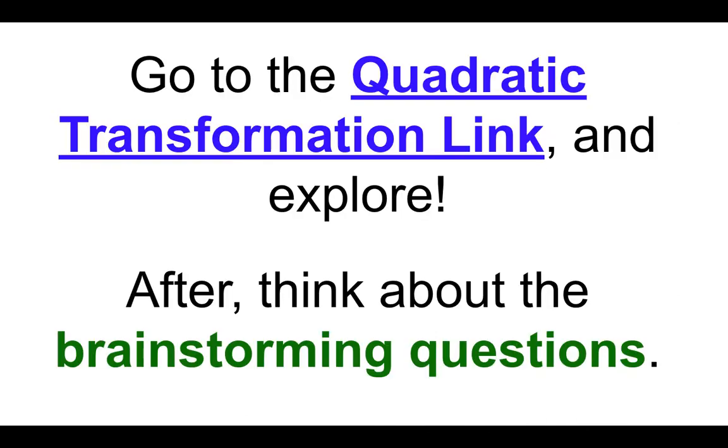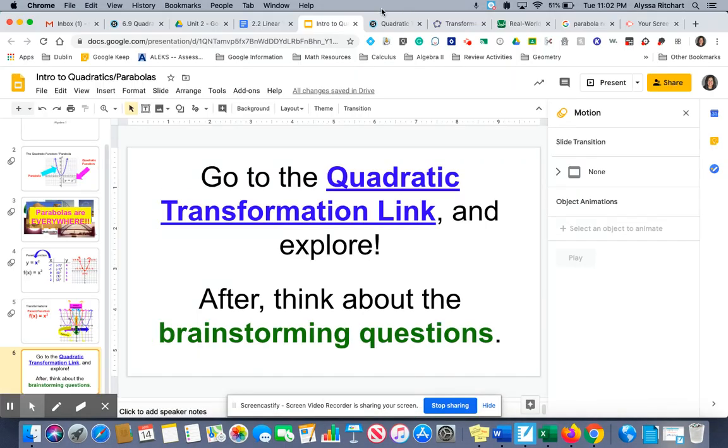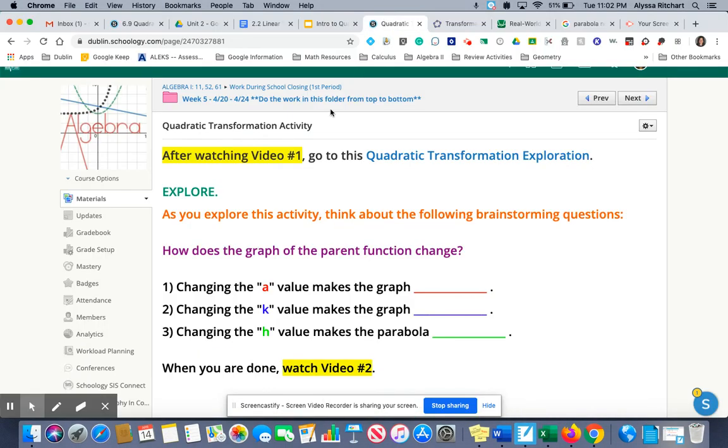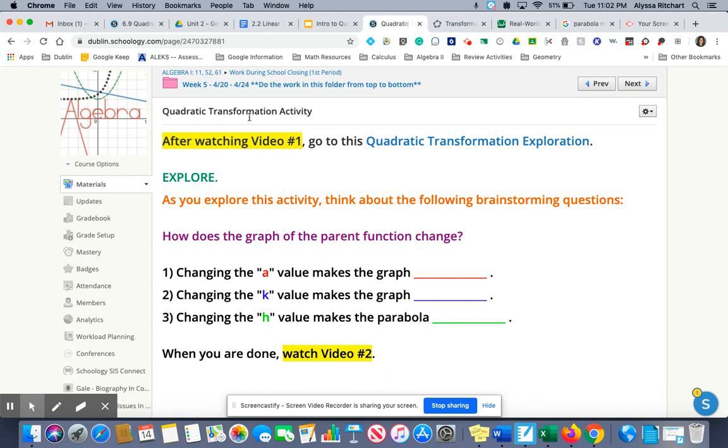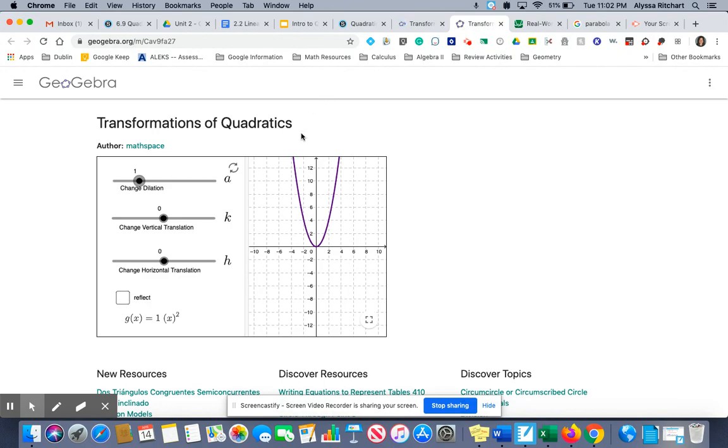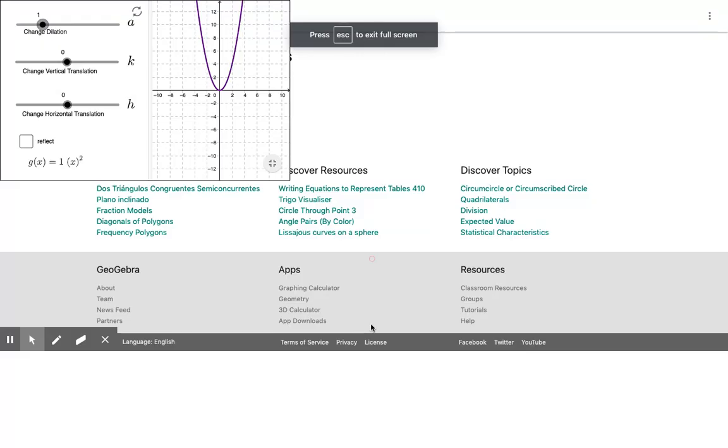Now I'd like you to go to the quadratic transformation link and explore. After, I want you to think about the brainstorming questions. So what you're going to do next is go to Schoology and click on Quadratic Transformation Activity. After watching video number 1, which you just did, you're going to go to this link, Quadratic Transformation. As you can see, we have this parabola here.